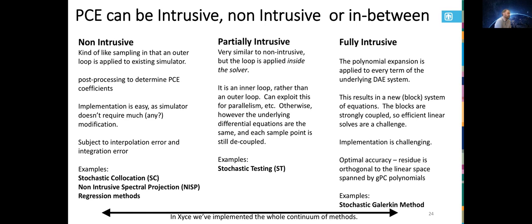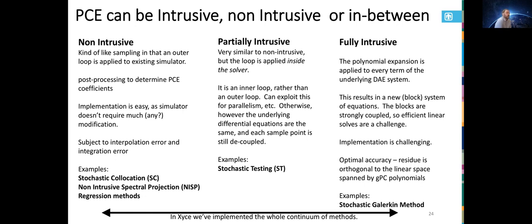It is subject to some interpolation error and integration error, but it's pretty easy to set up. And so if you look through the literature, you'll see a lot of names for this. There's stochastic collocation. Another term for that is non-intrusive spectral projection. Both of those are methods where you're basically using Gaussian quadrature to solve for the coefficients.